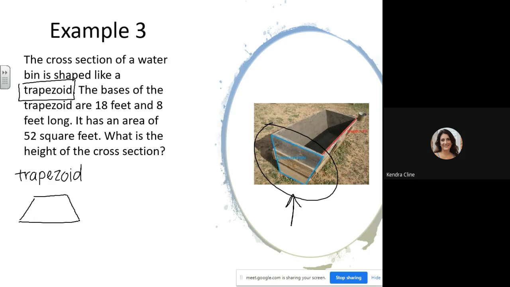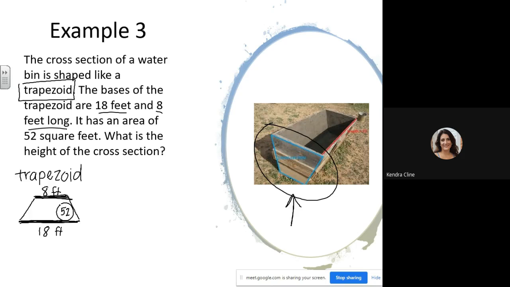Okay. Now let's label what we know. It says the bases are 18 feet and 8 feet long. Well, 18 feet needs to be the longer base. Now the bases, again, we talked about this Friday. The bases are the parallel sides. Okay, they're not going to be the same length, but they're parallel with each other. So 18 feet is going to be my longer one, 18 feet. And then my shorter one is going to be 8 feet. And then I know it has an area of 52 square feet. So I'm going to put 52 in the middle.